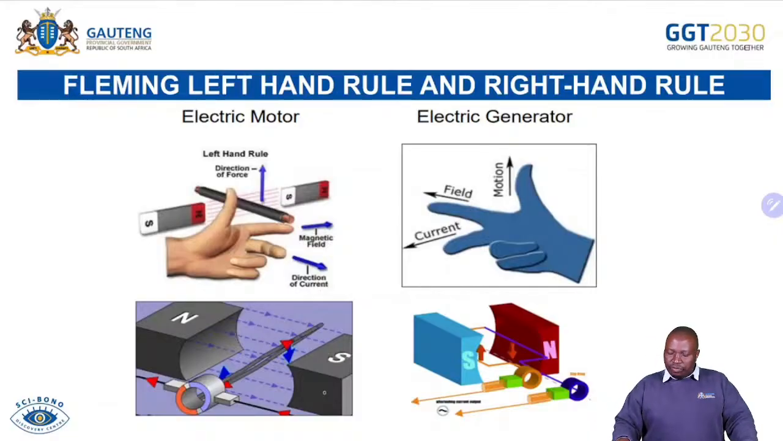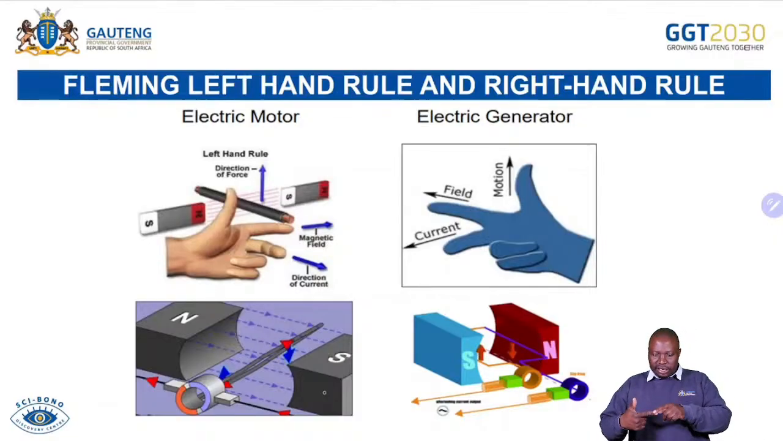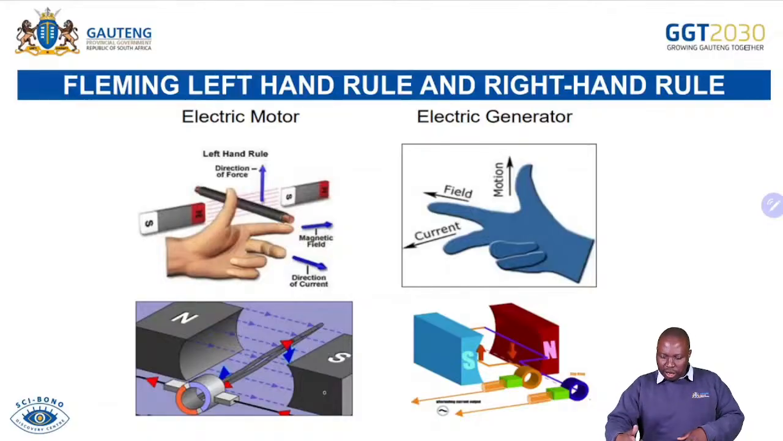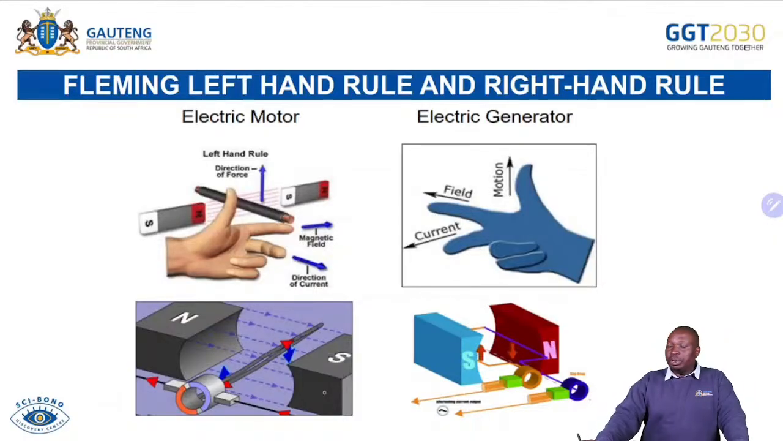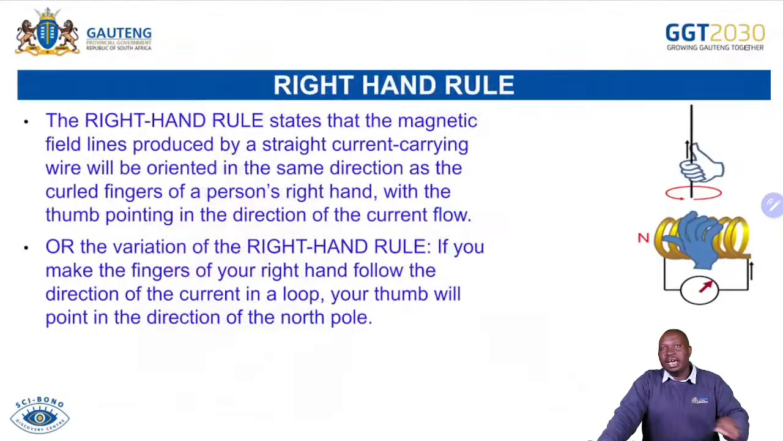And for the right hand rule, when the current is moving in that direction, the magnetic field is moving from north to south. So you are able to see that we'll have the force, the motion, in that particular direction. So as we have applied it there, the right hand rule. So it's important that you are able to differentiate between the left hand rule and the right hand rule.